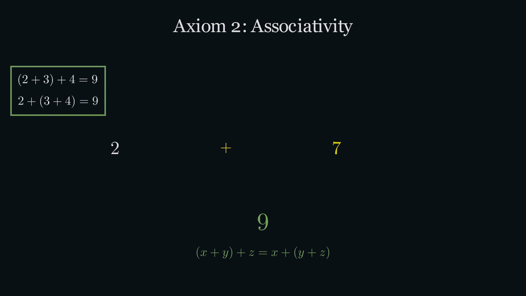The second axiom establishes associativity. When combining 3 numbers, grouping the first 2 before adding the third produces the same result as grouping the last 2 before adding the first. The sequence of operations does not alter the final value.